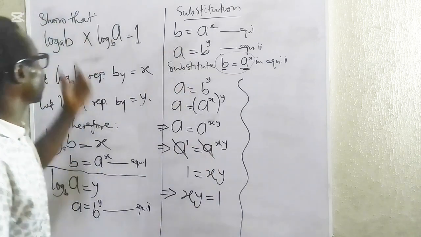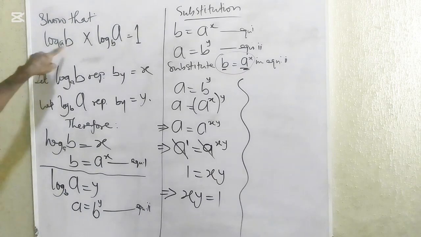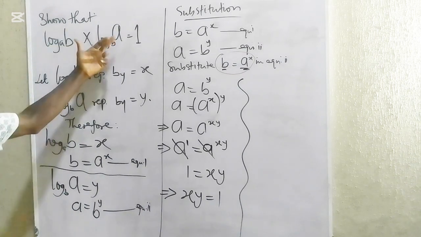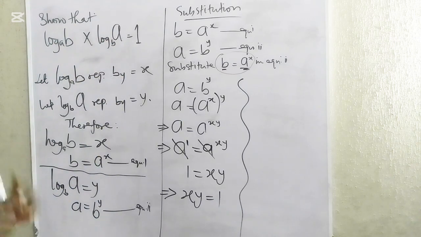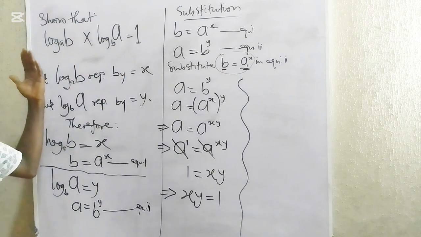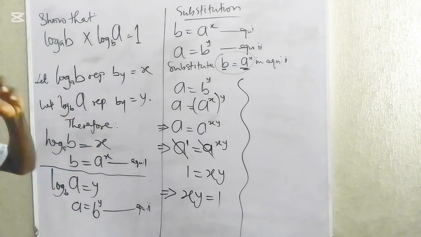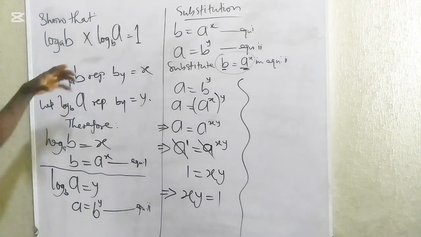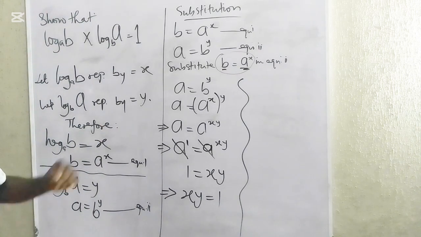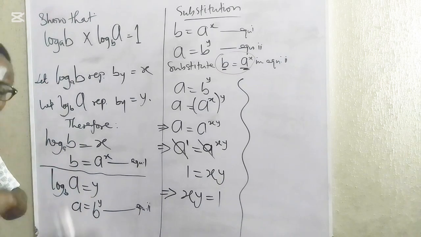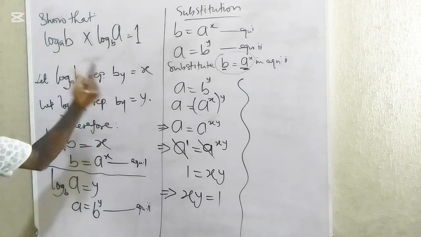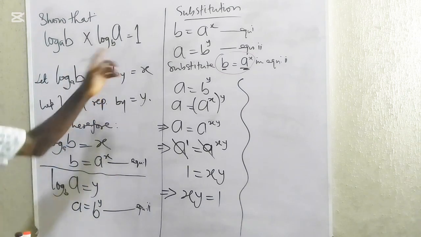Now the question started by saying show that the log of b in base a multiplied by the log of a in base b will give you 1. You can see this like the reciprocal. It's like saying that the log of a number to a particular base, multiplied by the log of its reciprocal, equals 1. The reciprocal of the base and the actual number will give you 1.